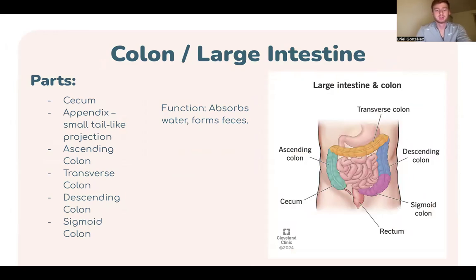The large intestine or colon. The food moves into the large intestine or colon, and this organ is responsible for absorbing water from the waste left over after nutrient absorption. It starts at the cecum, where the appendix is attached, then follows a path through the ascending colon, across the transverse colon, down the descending colon, and ends in the sigmoid colon, leading to the rectum.